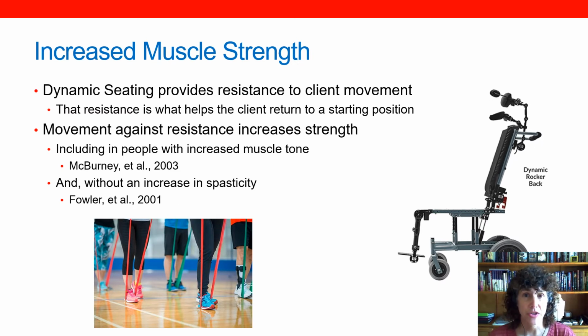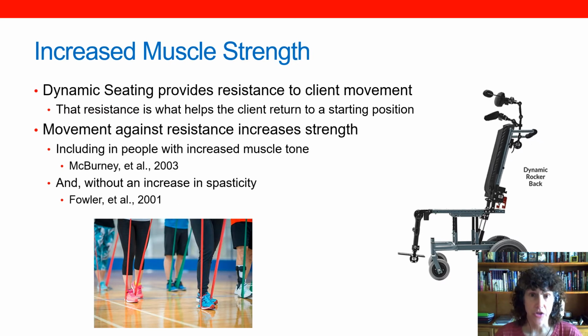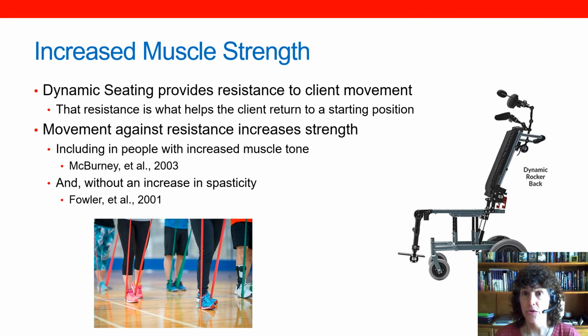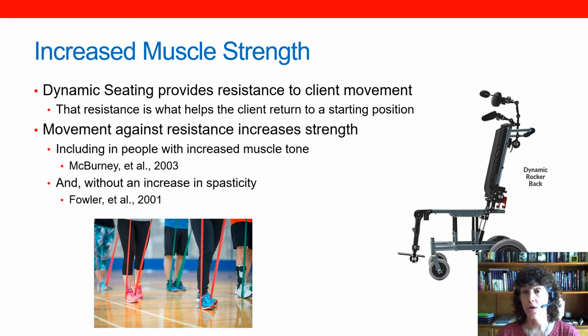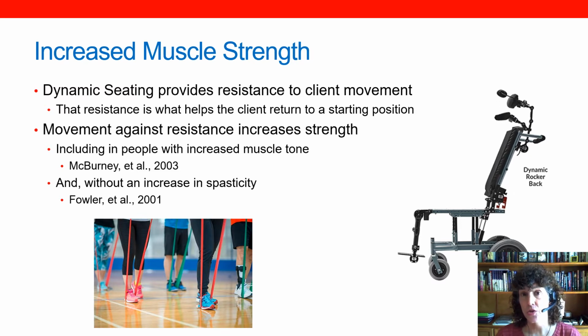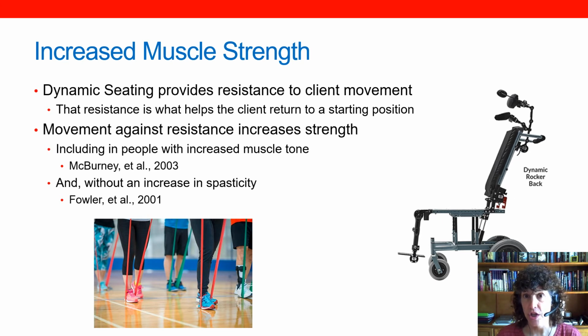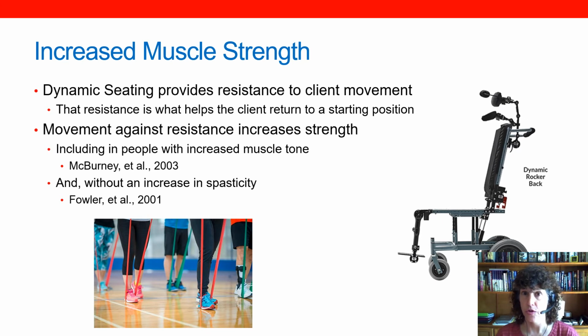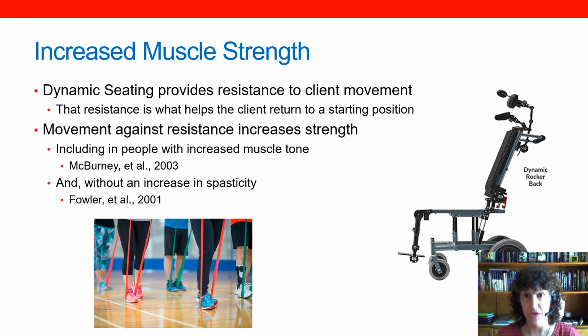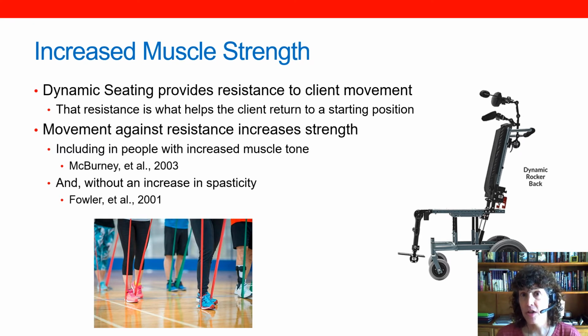So it all starts with muscle strength. We know from exercise that when we push against resistance, we build muscle strength. And the heart of dynamic seating is exerting force against a certain degree of resistance. That resistance is the dynamic component, an elastomer, a spring, a hydraulic, which absorbs and stores energy. That energy helps the client to return to a neutral and starting position. But while this client is pushing against that resistance, they're also building muscle strength.